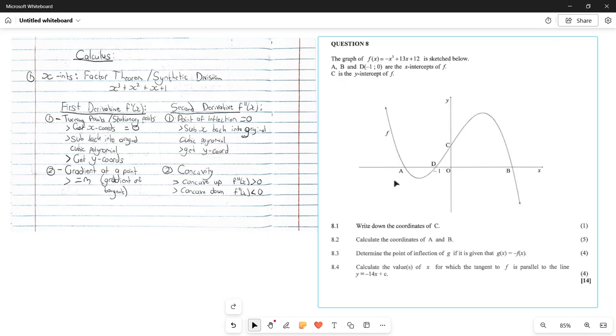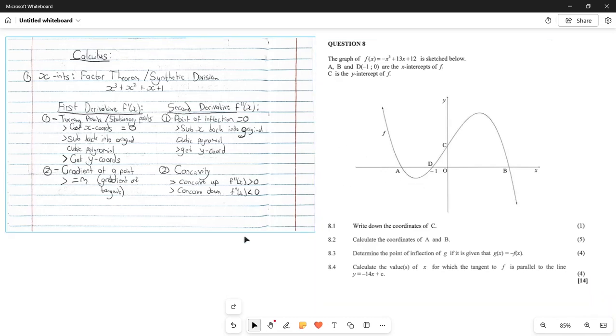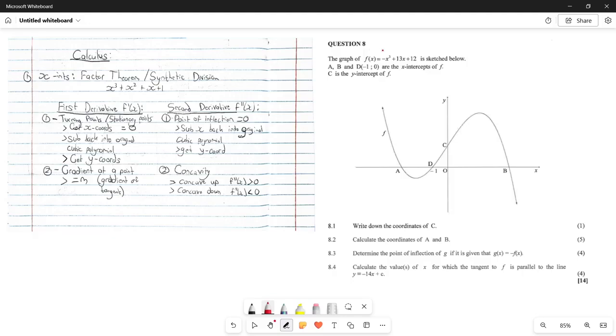Hey grade 12s. So today we're going to look at a calculus question as well as a cheat sheet here. So we're just going to break down this question 8.